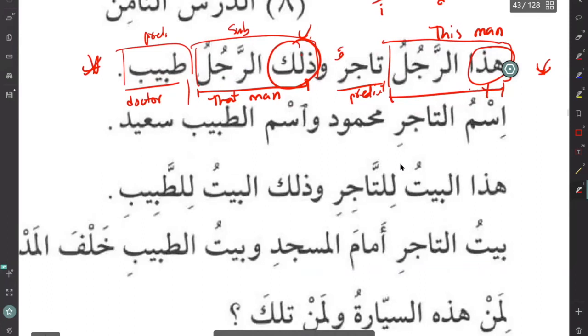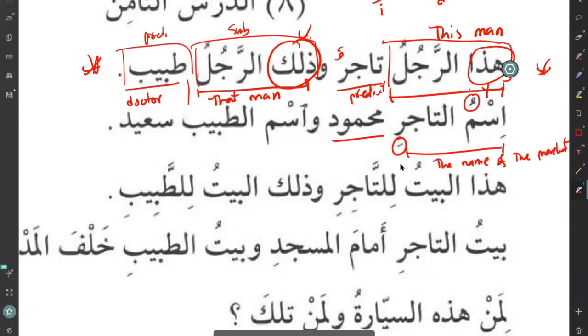Next one, it says ismu tajiri. What kind of construction is this? What kind of phrase? Idafa, right? See, there's no alif lam, there's no tanwin, and the second one has kasra. So this would be "the name". I still want to write it with the apostrophe s: the name of the merchant. The name of the merchant is Muhammad.